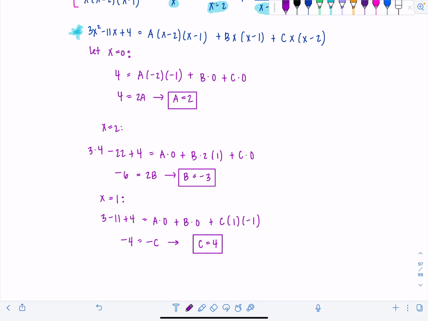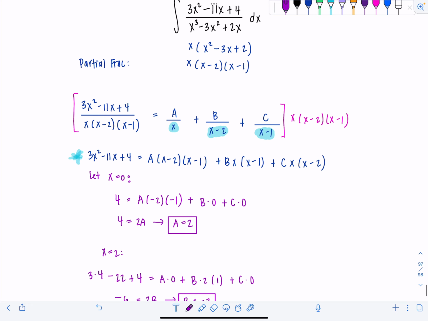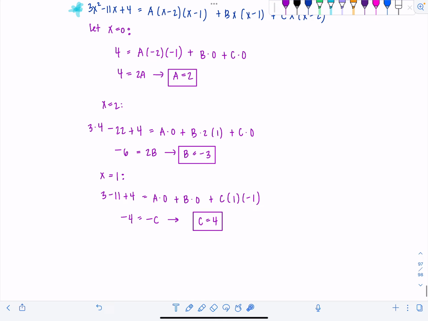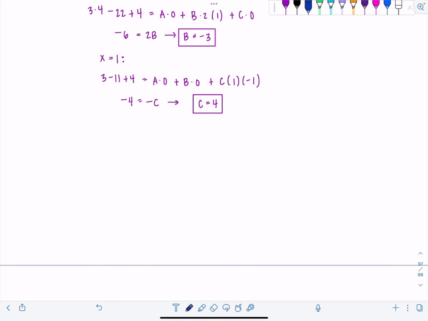Great. So now that I have A, B, and C, I'm going to rewrite this original integral using the partial fraction decomposition and the constants that I found. Now, you know me, I love a good little narrative. So we have the antiderivative of 2 over x, since B is negative, I'm going to write minus 3 over (x minus 2) plus 4 over (x minus 1) dx. And we don't need to split these up. We could just knock it all out in one shot.